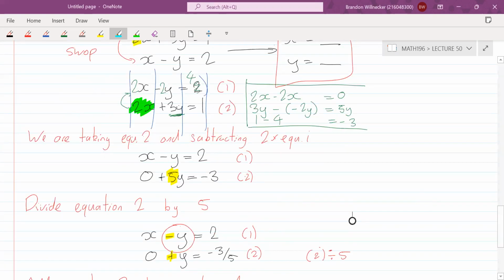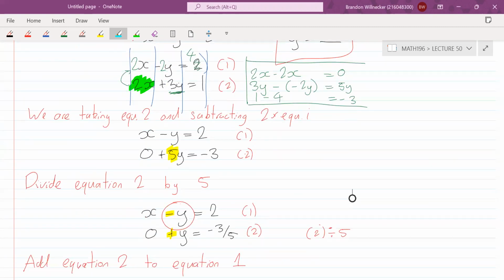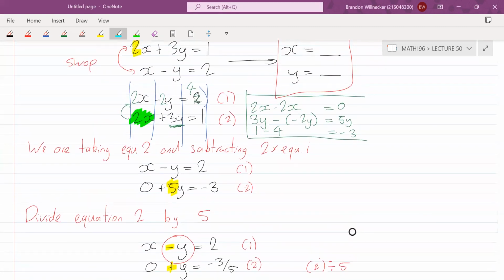Then what we need, over here, in the second equation, we need y to be by itself. Okay, we don't want any x terms. So what we do is we subtract the two equations after multiplying the second one by 2, and then that gives us y by itself if we divide by 5 after that.